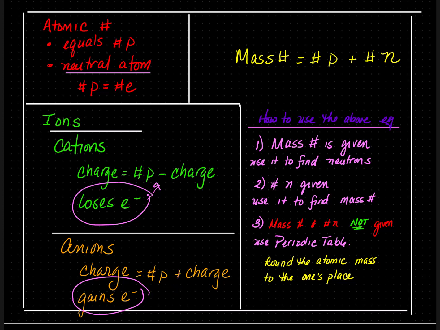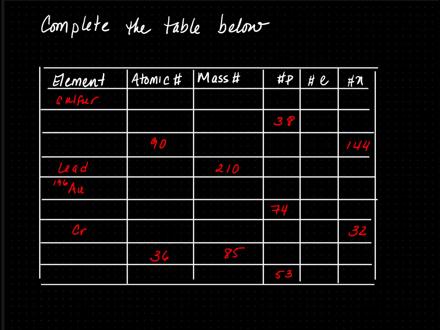How do we use the equation above? Number 1, if the mass number is given, use the equation above to find the number of neutrons. Number 2, if the number of neutrons is given, use the equation above to find the mass number. Number 3, if the mass number and the number of neutrons are not given, use the periodic table. Find the atomic mass of the particular element and round it to the ones place.